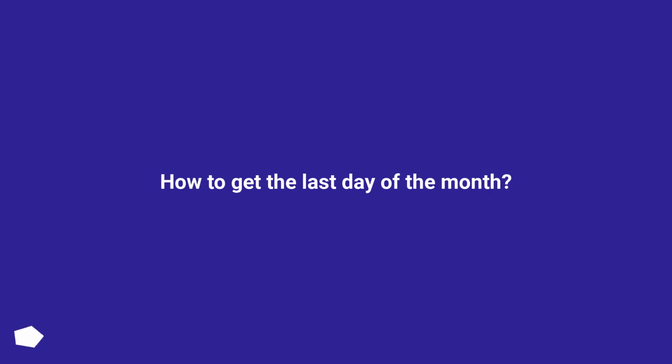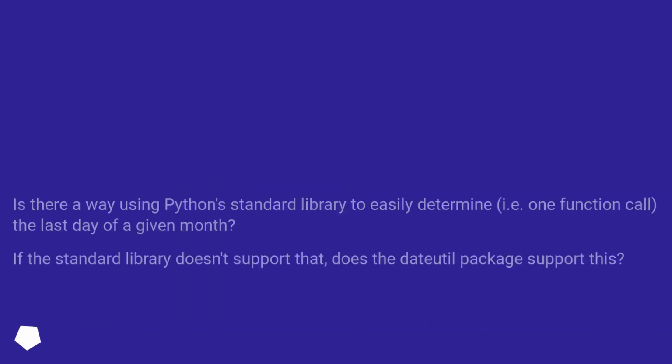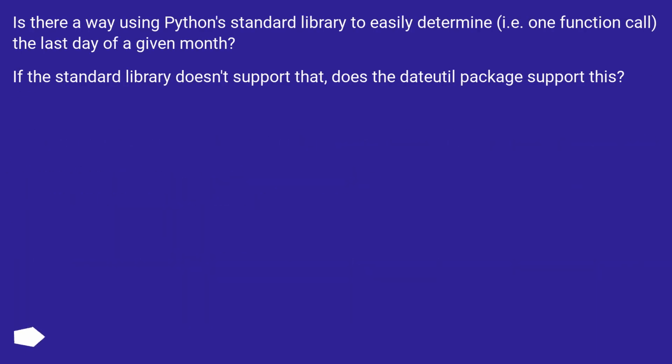How to get the last day of the month? Is there a way using Python's standard library to easily determine, i.e. one function call, the last day of a given month? If the standard library doesn't support that, does the dateutil package support this?